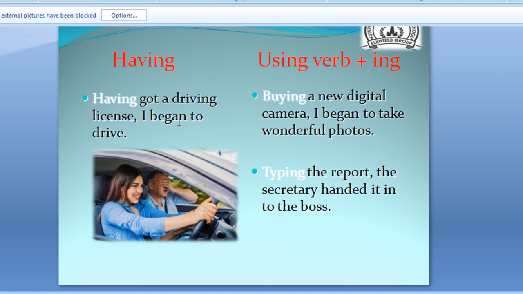Having followed by action 1, and after having, use the past participle. Having got a driving license, I began to drive. We can also express action 1 using the gerund form of the verb at the beginning of the sentence. For example, buying a new digital camera, I began to take wonderful photos. Typing the report, the secretary handed it in to the boss. Instead of action 1, I used the gerund form.